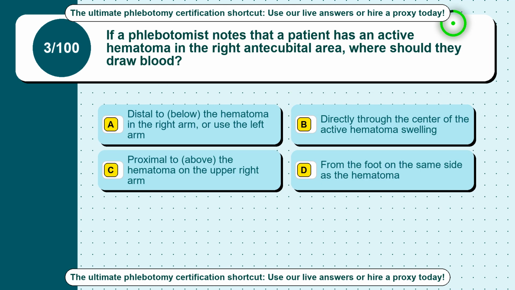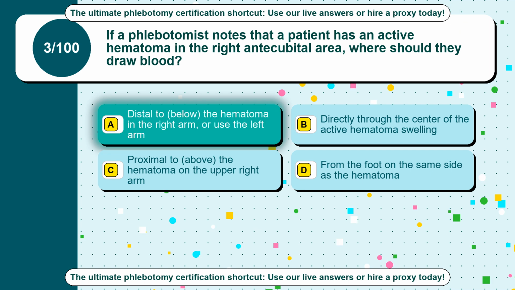Question 3. If a phlebotomist notes that a patient has an active hematoma in the right antecubital area, where should they draw blood? Option A, distal to (below) the hematoma in the right arm, or use the left arm. Option B, directly through the center of the active hematoma swelling. Option C, proximal to (above) the hematoma on the upper right arm. Option D, from the foot on the same side as the hematoma.